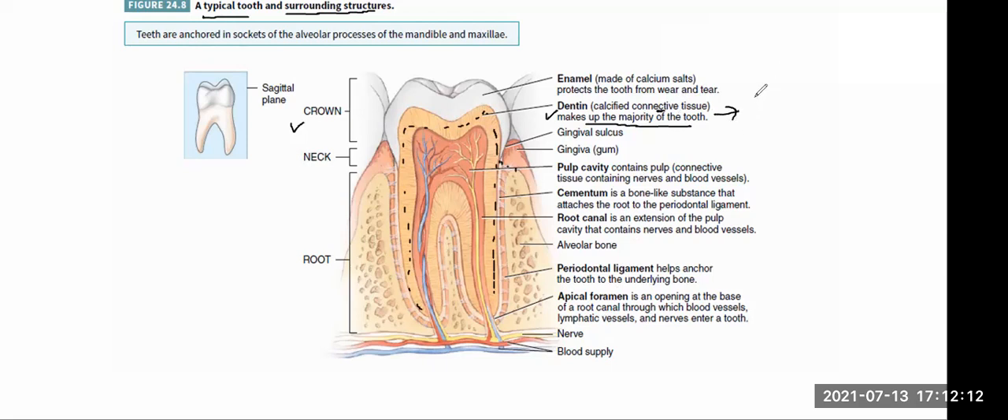Why is it harder than bone? Because of its higher calcium salt content, which is around 70% dry weight. Bone is also made up of calcium salts, and it's hard due to the presence of calcium salts. And this dentin is harder than bone because it contains more of them. Let me just write it over here: it's harder than bone.